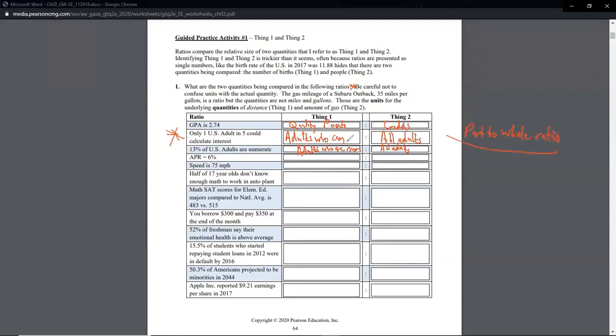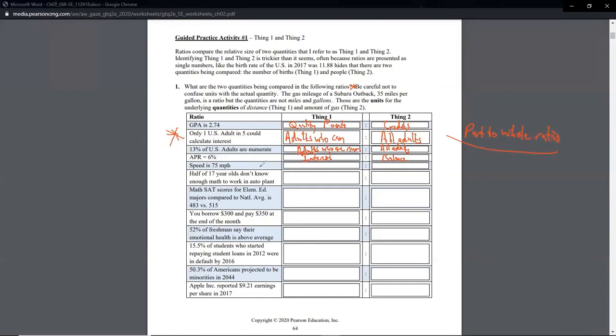APR of 6%, this is going to be the ratio of interest to balance. This is actually a rearrangement of the interest in dollars as a product of the periodic rate times the balance. This would just say that interest divided by balance is APR. So it's just an algebraic rearrangement of equations, so I went ahead and gave you that one.